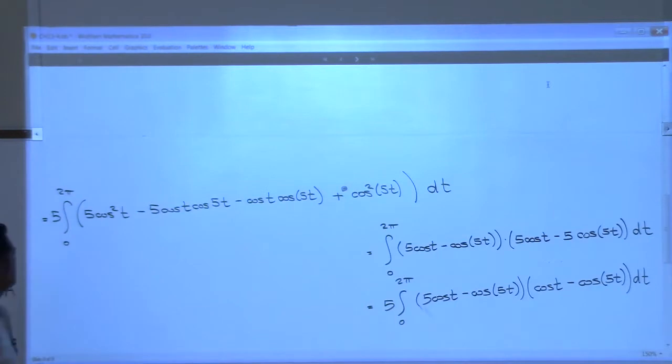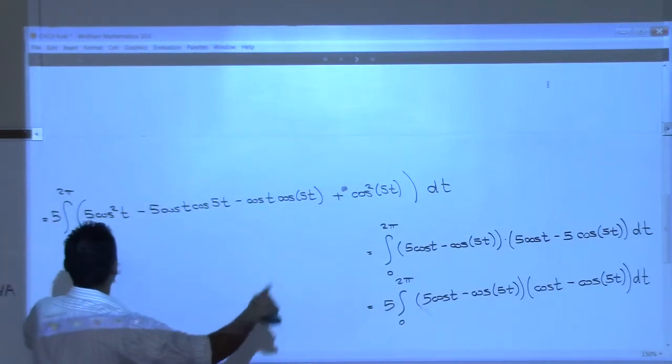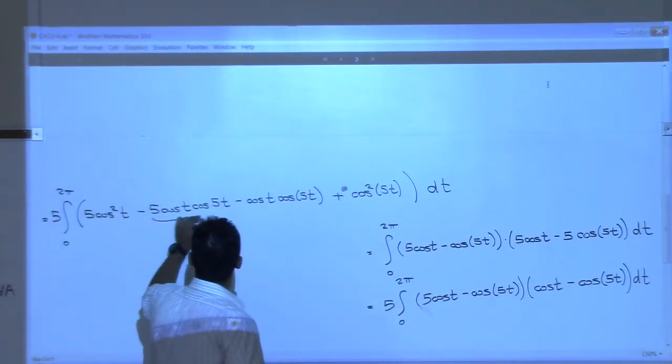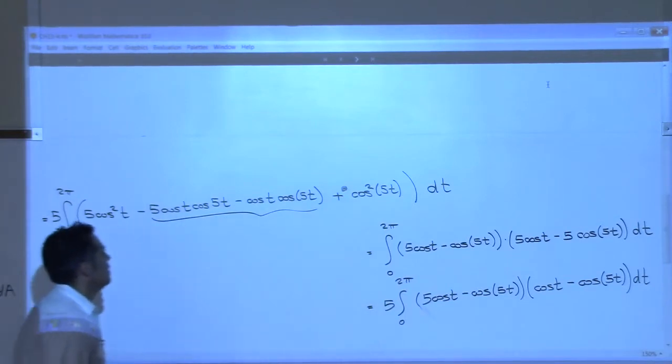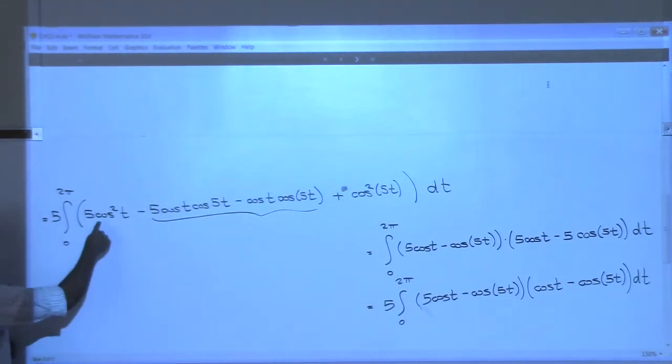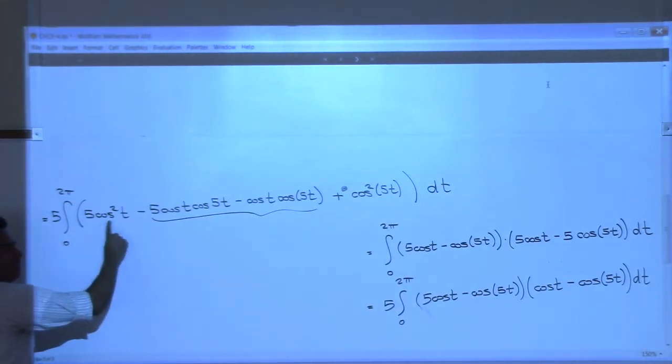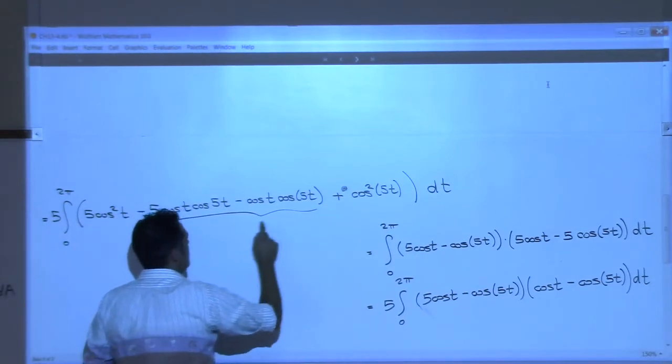We can combine the middle terms. Oh, and the end term. No, they're not the same. Oops. Yeah, these two can go together, right? We can do this with a power reduce, right? And we can do that with a power reduce. And then how are we going to handle this one?